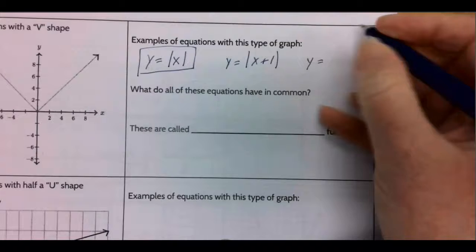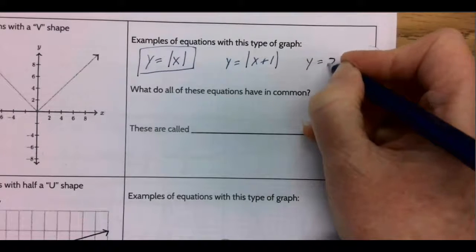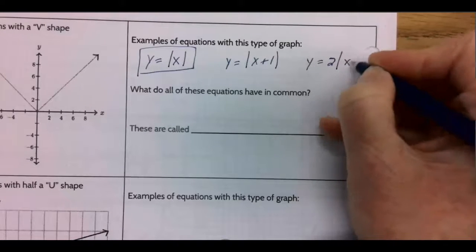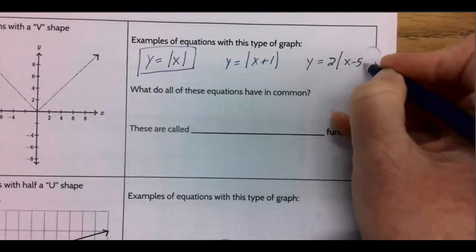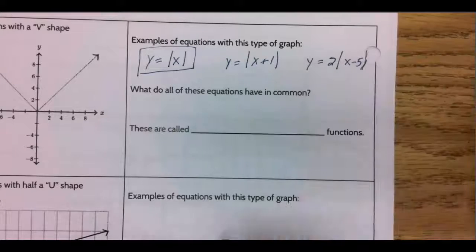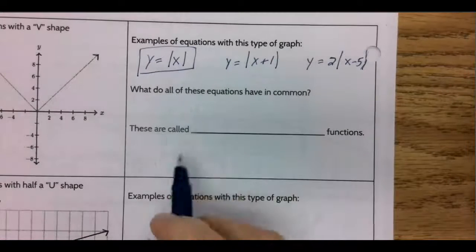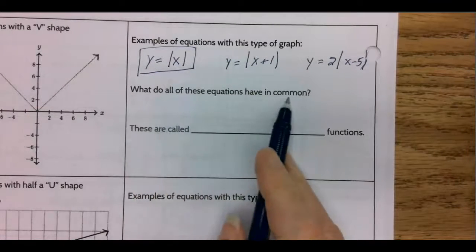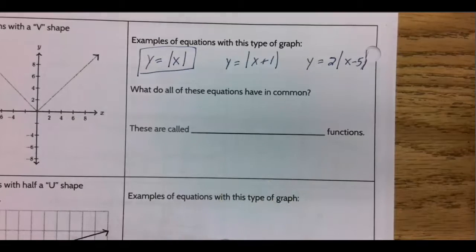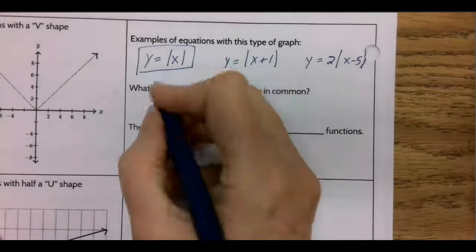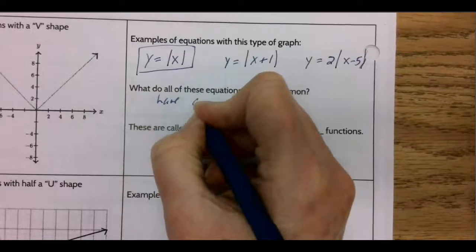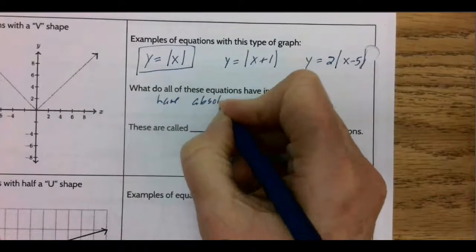Y equals 2 times the absolute value of x minus 5. Absolute value sign, sorry. Okay? So you could kind of guess, what do all of these have in common? Yeah, not a hard one to figure out. They're all absolute values. Okay? They have absolute value sign symbols.